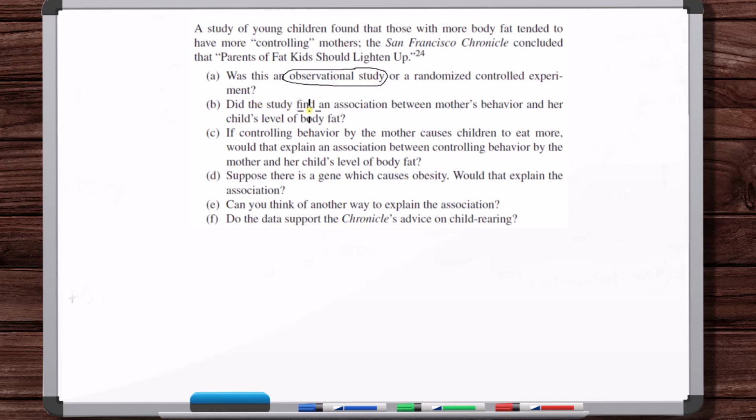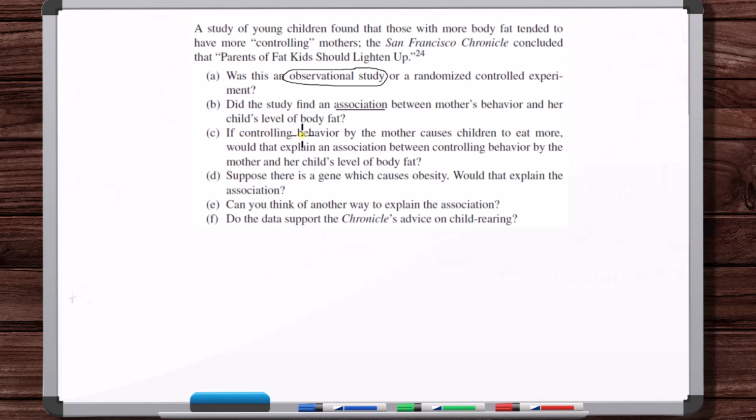Did the study find an association between mother's behavior and her child's level of body fat? Yes, there is an association. That's the key word here. Association doesn't necessarily mean causation, but the study seemed to show that we have mothers here that are controlling, however they determine that, and a larger percentage of these controlling mothers seem to have overweight children. So there's an association there. But again, association does not necessarily mean causation.